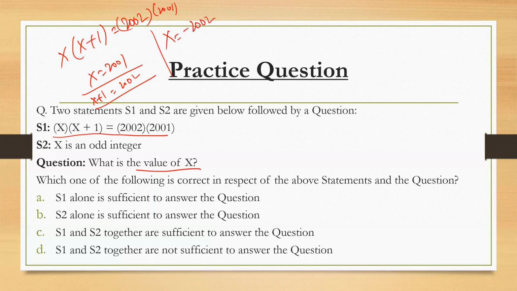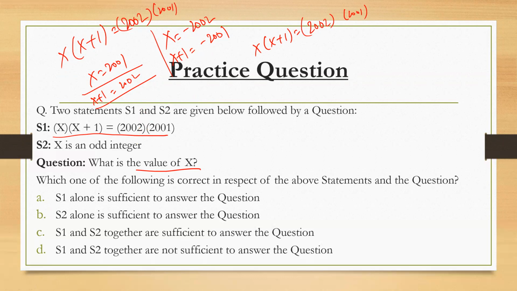Fine. What if X is minus 2002 and X plus 1 then will become what? Minus 2001, right? That means again X into X plus 1 will be the same value, that is 2002 into 2001. Is this possible or not? ठीक है, यहां पे कहीं पे भी नहीं बताया है कि this cannot be negative integers.